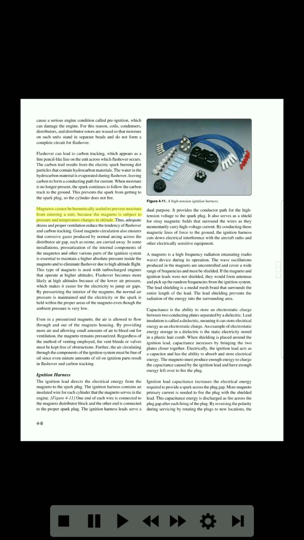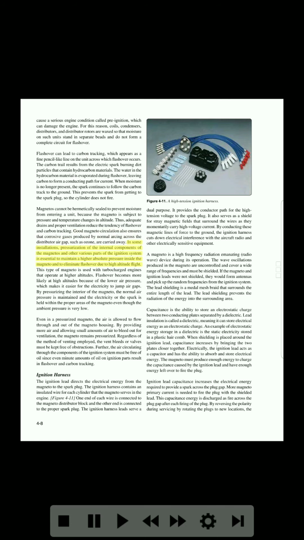Magnetos cannot be hermetically sealed to prevent moisture from entering a unit, because the magneto is subject to pressure and temperature changes in altitude. Thus, adequate drains and proper ventilation reduce the tendency of flashover and carbon tracking. Good magneto circulation also ensures that corrosive gases produced by normal arcing across the distributor air gap, such as ozone, are carried away.